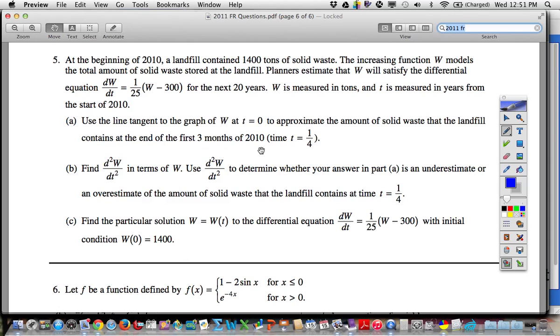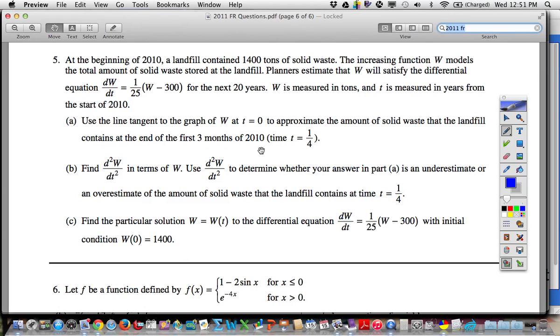At the beginning of 2010, a landfill contained 1,400 tons of solid waste. The increasing function W models the total amount of solid waste stored at the landfill. Planners estimate that W will satisfy the differential equation for the next 20 years. W is measured in tons and t is measured in years at the start of 2010. That is Newton's law of cooling. Now it's an increasing function. They said that right there in the problem. And Newton's law of cooling, of course, is a decreasing function.